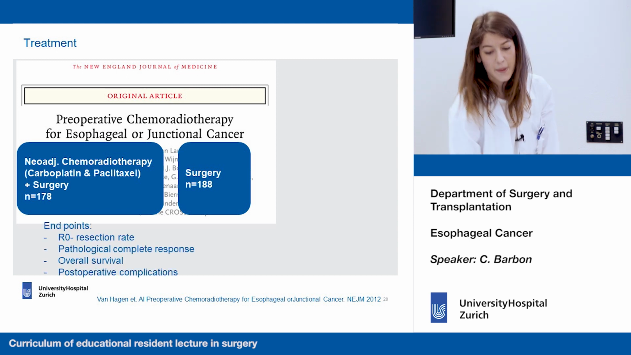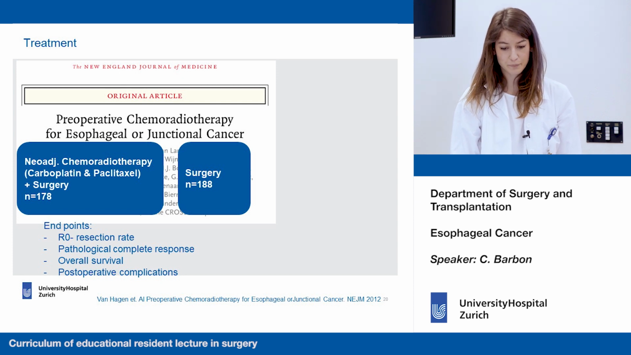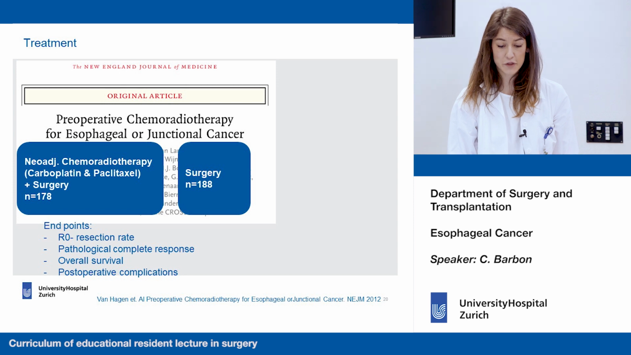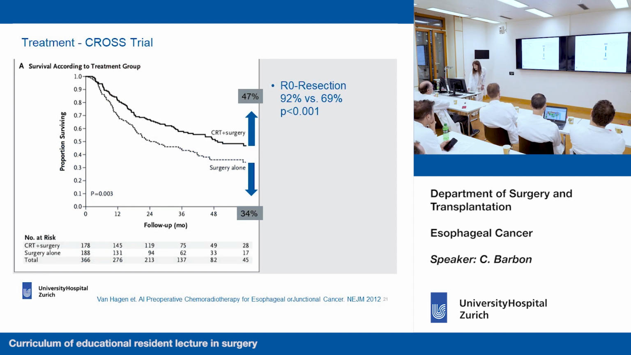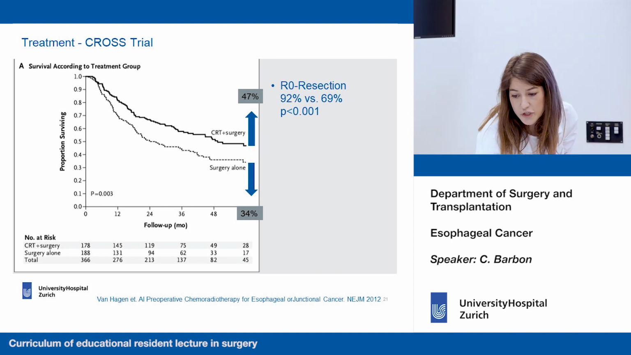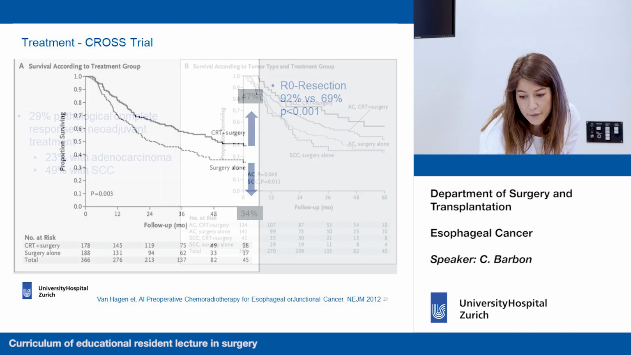The study was able to show the resection rate, the pathological response rate of the two groups, the overall survival, and also the postoperative complications. This graph is pretty clear, and it shows very nicely how patients that undergo preoperative treatment and surgery have a higher overall survival at 5 years, because 47% of them were still alive, compared to patients that only underwent surgery, in which the 5-year survival was 34%. What is also interesting is that the R0 resection rate was much higher in the pretreated group, 92% against 69% in the group that only underwent surgery.